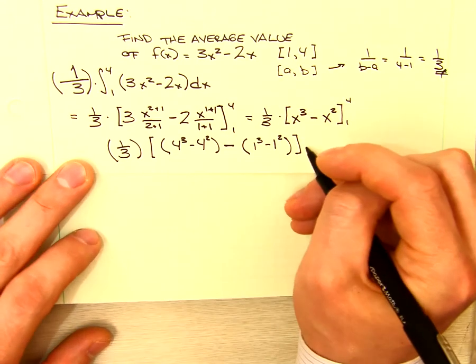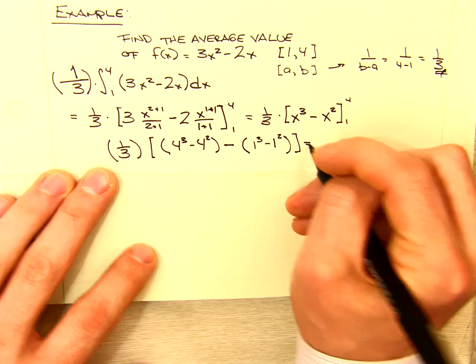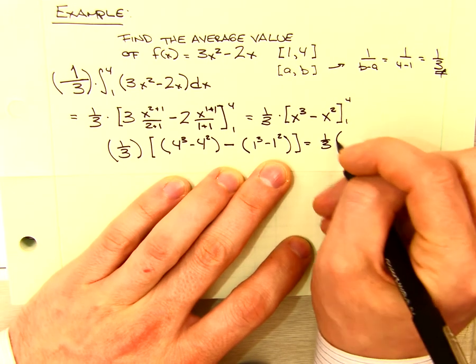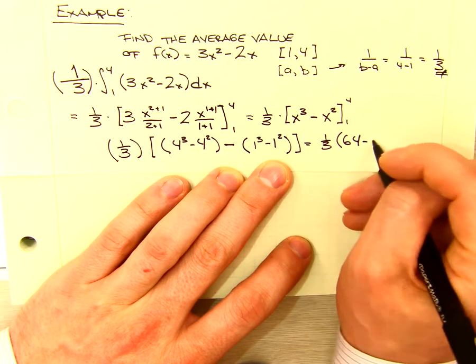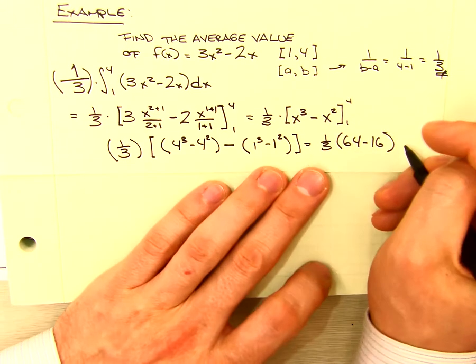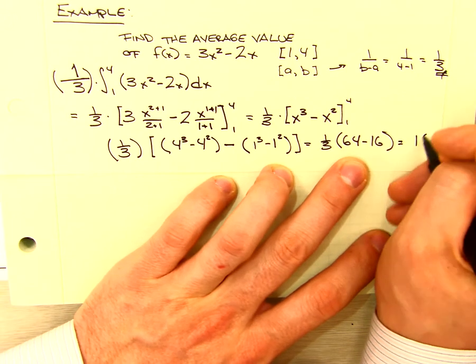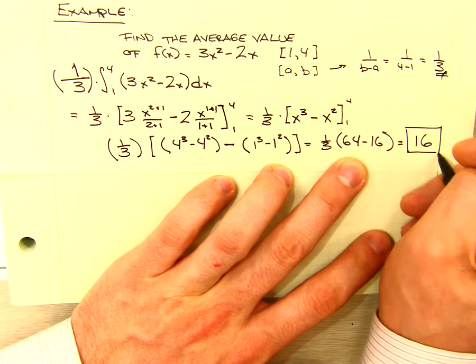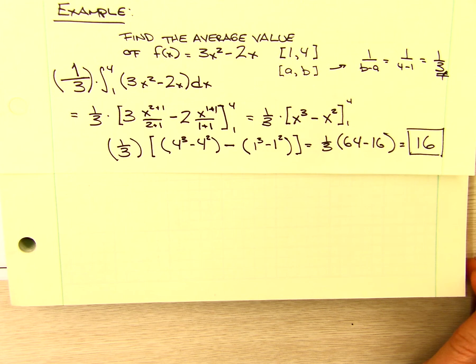And I've got 4 cubed minus 4 squared, which is going to be equal to 1/3 times 64 minus 16. Once again, that becomes 0. And I just get 48 divided by 3, which is just going to be equal to 16. That's going to be the average value of this function.